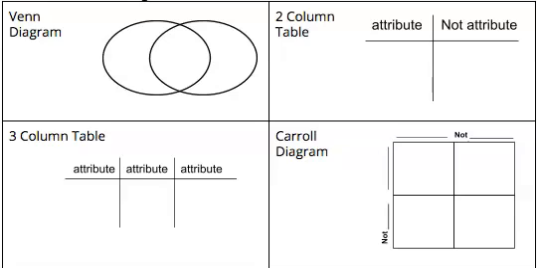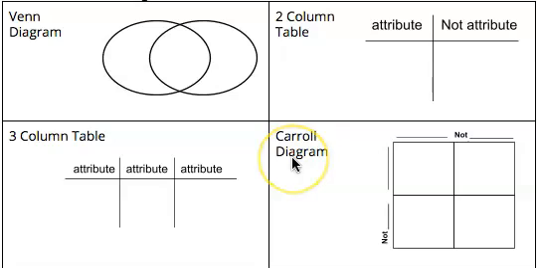used in this unit. We've used a Venn diagram, where there would be an attribute here, an attribute here, and then if the polygon shared both attributes, it would go in the middle. We created 2 column tables where we had attribute and non-attribute, or example and non-example. Same thing for 3 column tables, just with 3 different attributes.